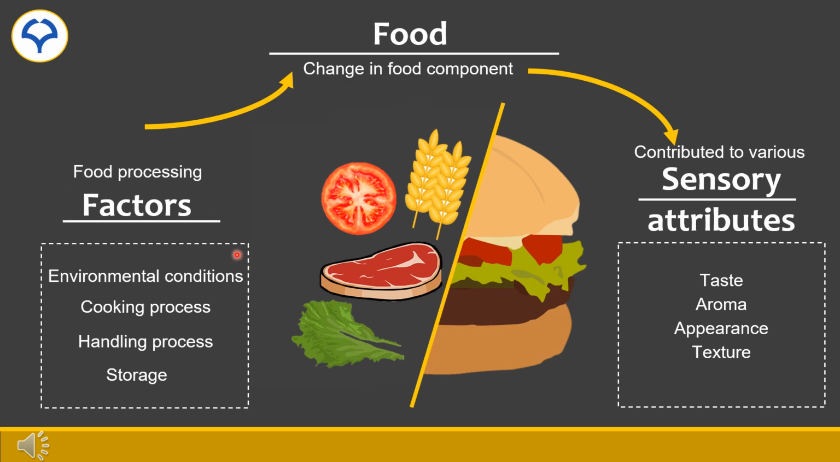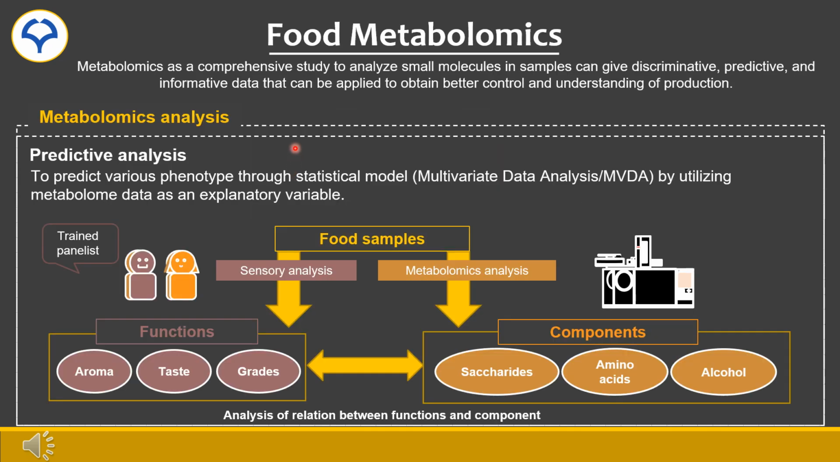From raw materials to the food we eat, food goes through many processing steps. These steps, such as storage and cooking processes, can affect food components, ultimately reflecting differences in sensory attributes and perceived food quality for consumers. Foods contain various components, which are intricately related to qualities such as taste and aroma.